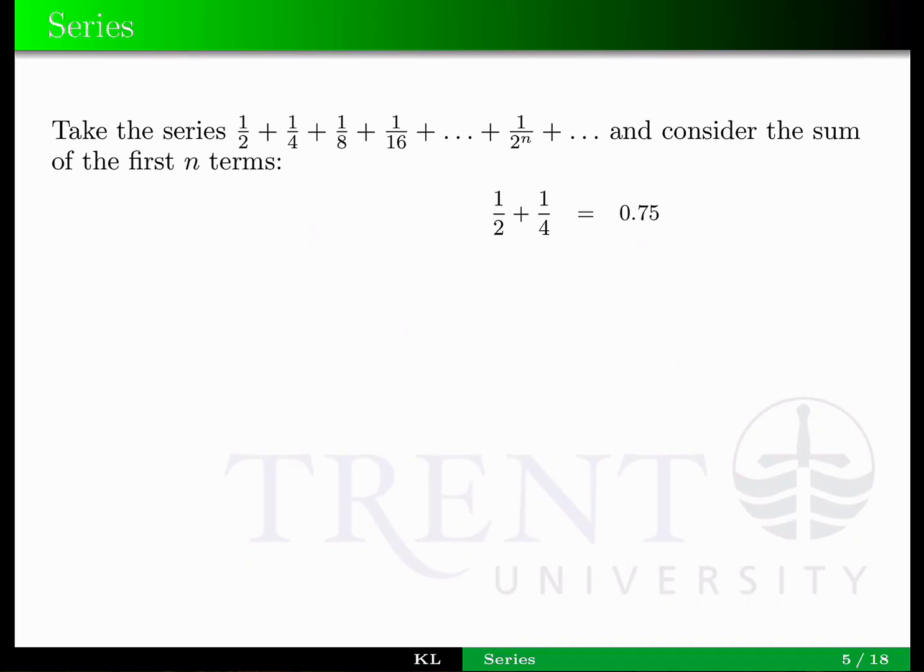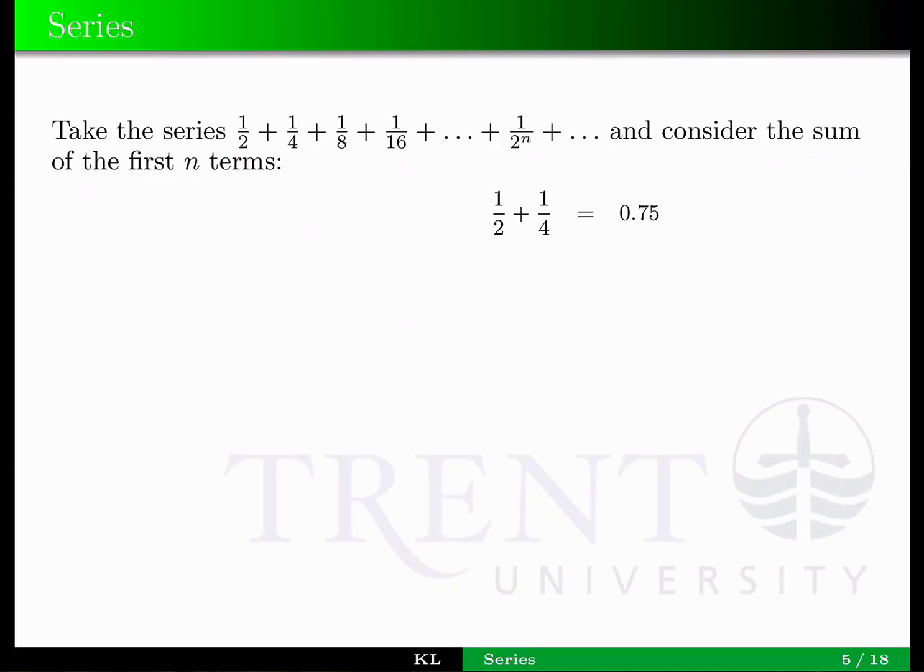Let us consider this series. We have 1 half plus 1 fourth plus 1 eighth plus 1 over 16 plus so on and so forth. Plus, in general, these terms here can be written as 1 over 2 to the n. So we just have 1 half plus 1 fourth plus so on and so forth plus 1 over 2 to the n plus the next term is 1 over 2 to the n plus 1 plus so on and so forth. What we're gonna do is to consider the sum of the first n terms.